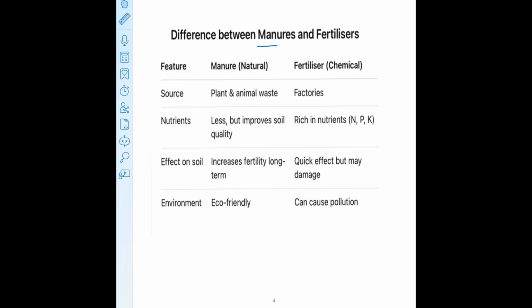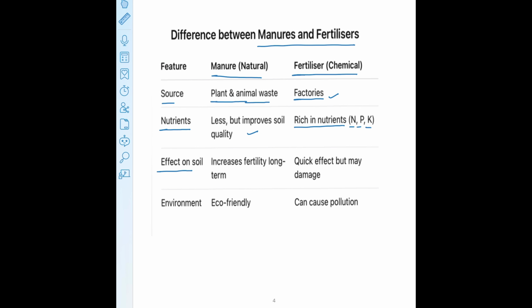Now let's compare manures and fertilizers. First difference between them is manure is natural and fertilizer is chemical. Manure is made up of plant and animal waste, and fertilizer is made in factories with chemicals. If we talk about nutrients, manure has less nutrients but it improves soil quality. Fertilizers are more rich in nutrients like nitrogen, phosphate, and potassium.